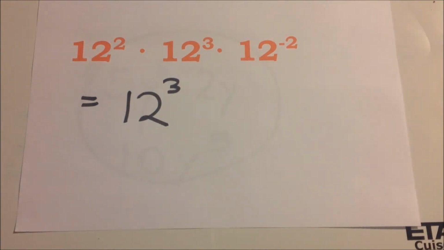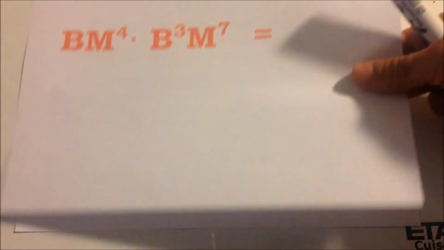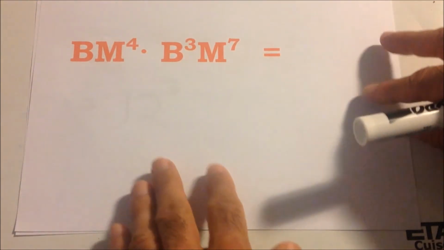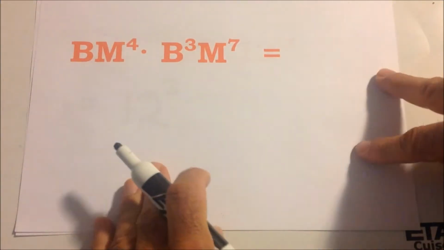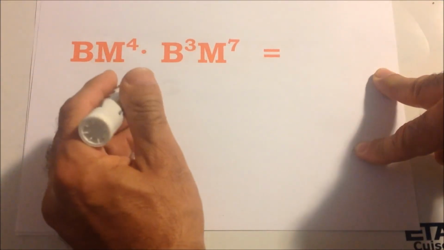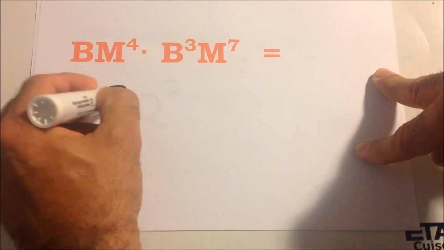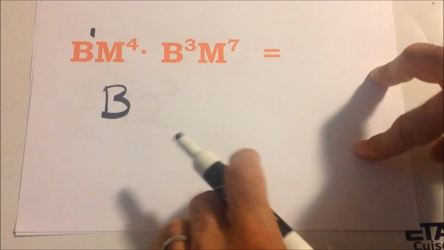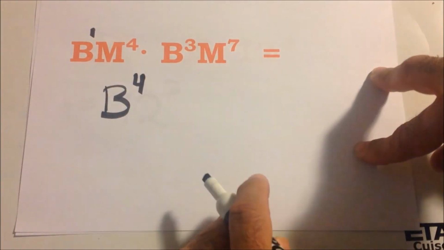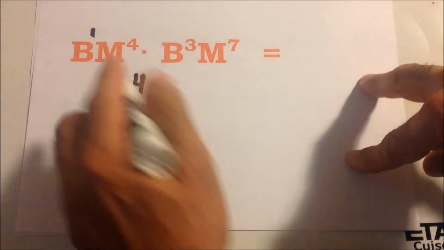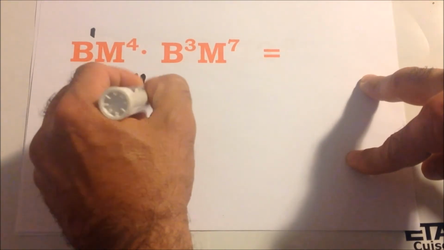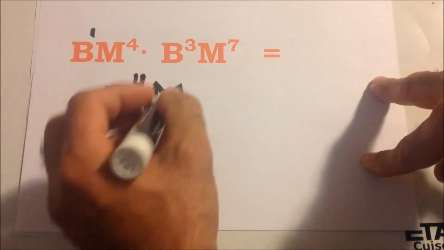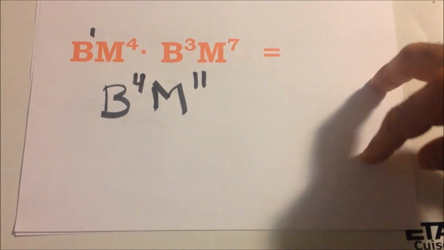Now what if we had just variables, no numbers? Well, it's the same thing, the same concept. So here we have a b and a b. They have the same base, right? So we'll say b. Now there's a 1 on top of that b. Remember that. We talked about that before. So this will be b to the 4th power. And the m has the same m. And it'll be m will be 4 plus 7. The 11th power. So that would be the answer.